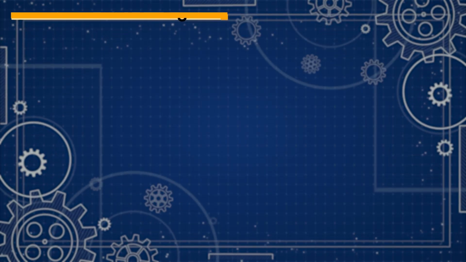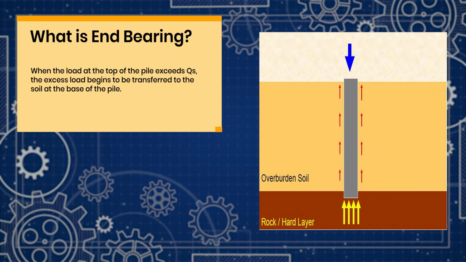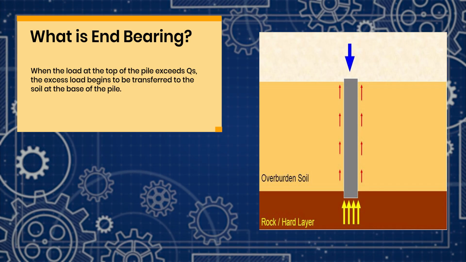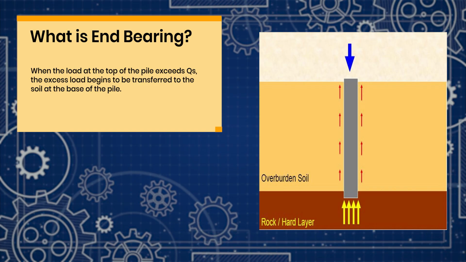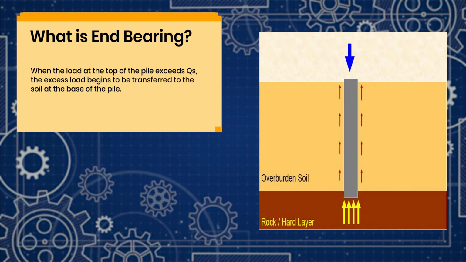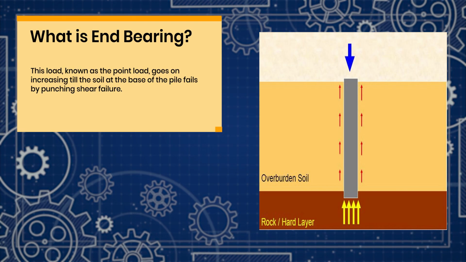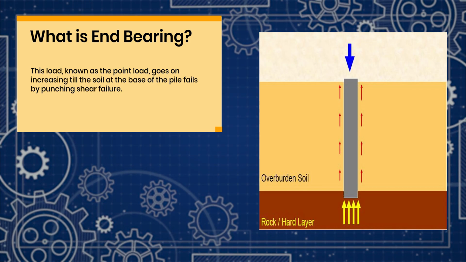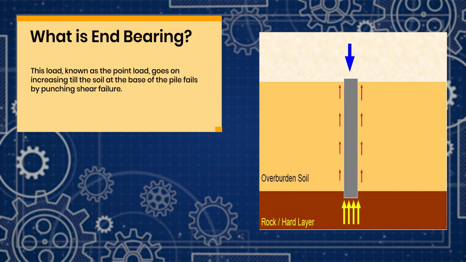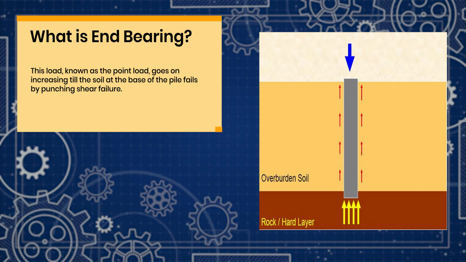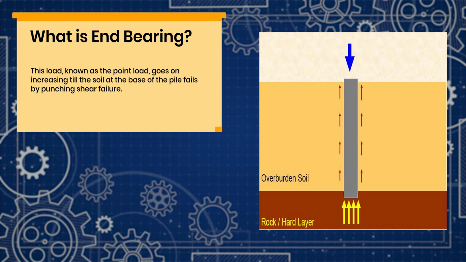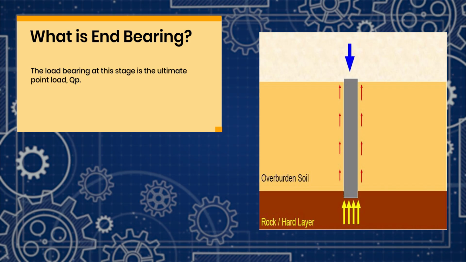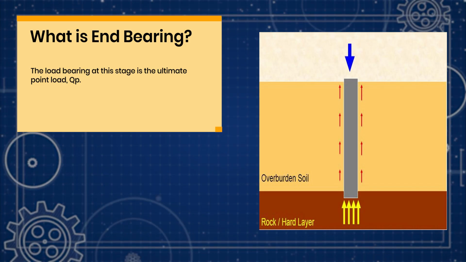What is end bearing? When the load at the top of the pile exceeds the skin friction, that is denoted by QS, the excess load begins to transfer to the soil at the base of the tip. See, this is the base of the tip. This load is known as point load, and it goes on increasing till the soil at the base of the pile fails by punching shear. Generally, in deep foundation, a pile will fail through punching shear only. So, the load bearing at this stage will be denoted by the ultimate point load, that is denoted by capital QP.